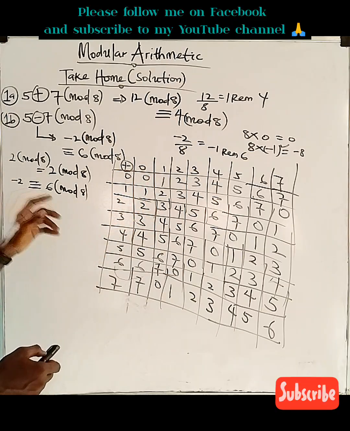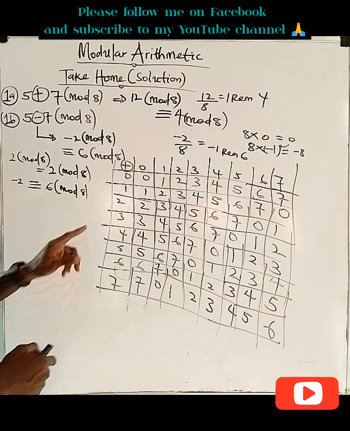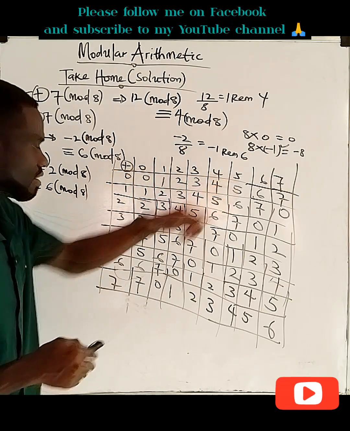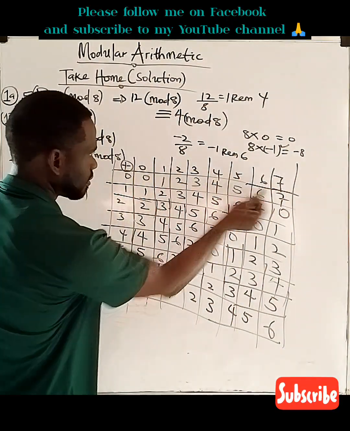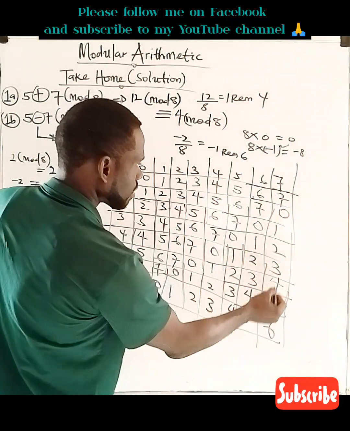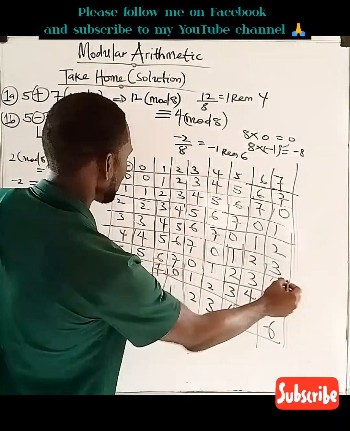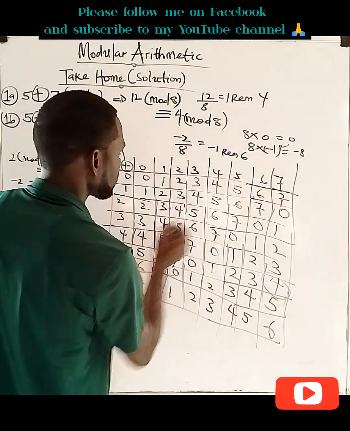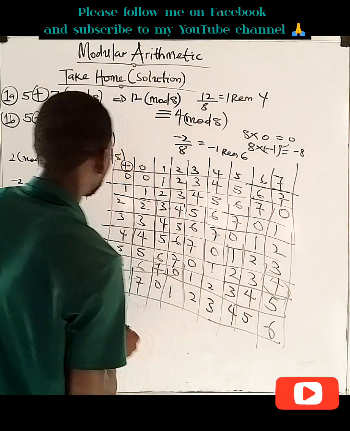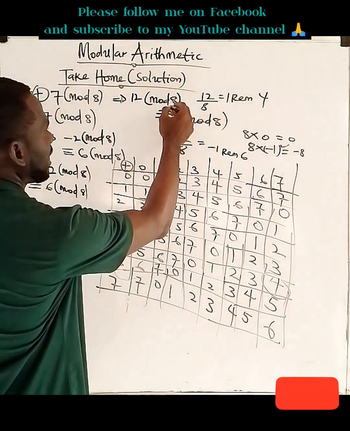So let's quickly see if we're going to get the same result. 5 plus 7. This is what we're talking about. 5 here plus 7 here. What are we going to get there? 5 plus 7 will give us 4. Don't forget the 5, then the 7, which is 4 modulo 8.